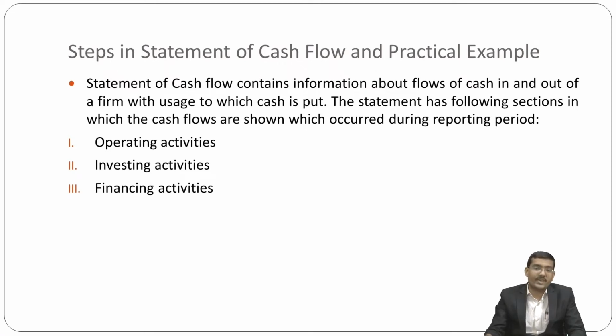So we can say that there is the statement with respect to the cash inflow and cash outflow. And the statement has the following sections in which the cash flows are shown, which occurred during the reporting period, or we can say the specific period of time. There are a total of 3 types of activities concerned with this statement of cash flow as per Indian Accounting Standard 7: operating activity, investing activity, and financing activity.